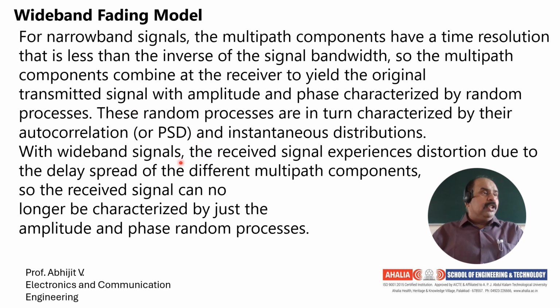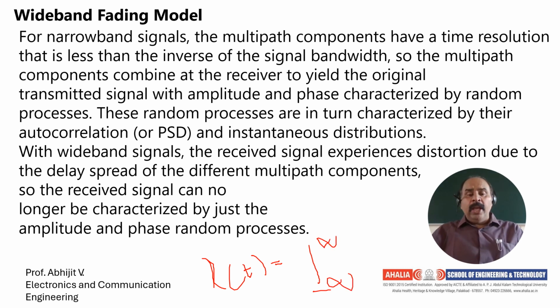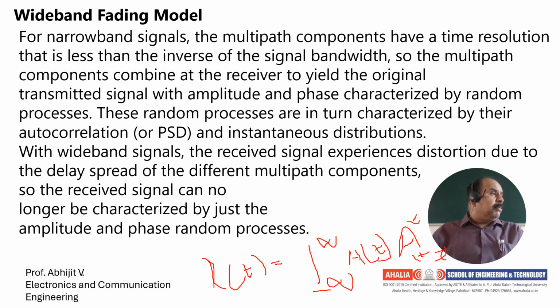Power spectral density is the Fourier transform of the autocorrelation function. You are converting this into the time domain. I hope you remember that R of tau is equal to the integral from minus infinity to infinity of A(t) into A conjugate of (t minus tau). You remember this, all of you?